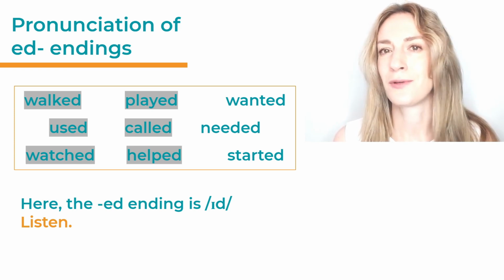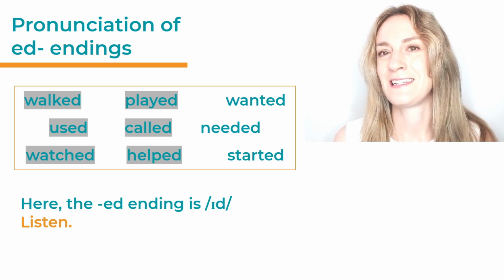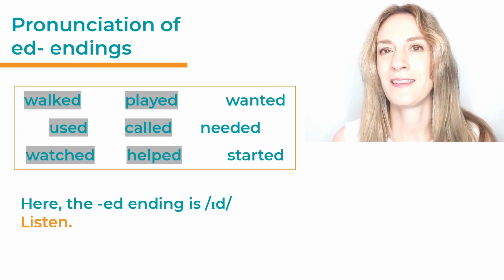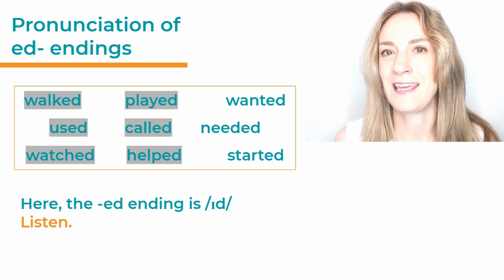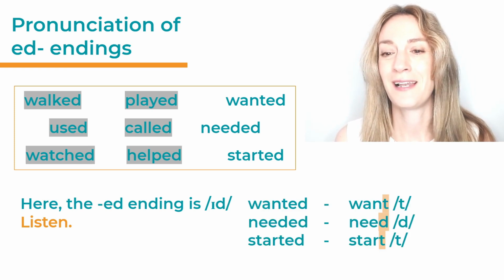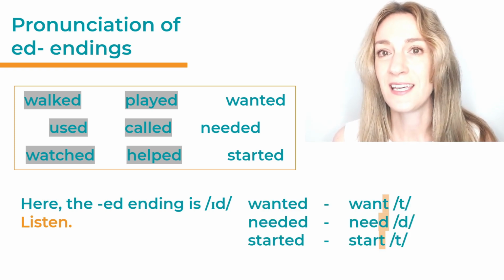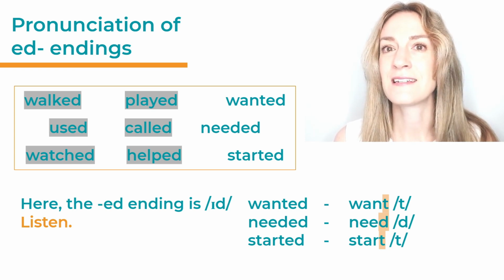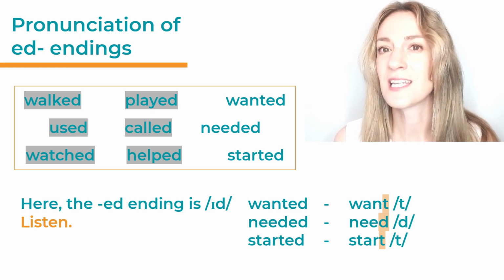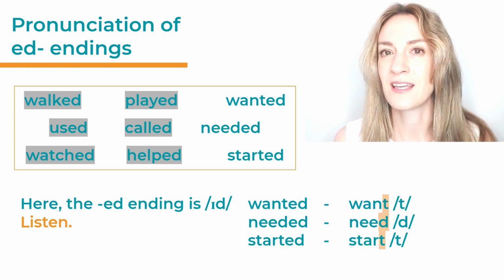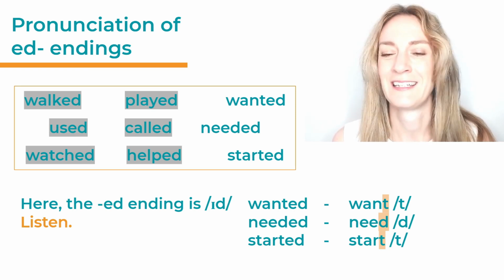Now you probably think, okay, why is it id here? It would make so much more sense anyway because of the spelling. And why are these now pronounced with id at the end? Now again, the answer lies in the infinitive form. Let's have a look. So wanted, the infinitive is want. And the end sound is already t. So you can imagine it's very difficult to add another t to a t. Even in English, we do not do that.